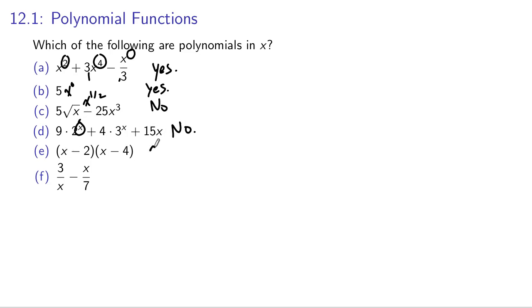Now we could multiply this out using the distributive law. We would get x squared plus a bunch of other things that are all monomials. So this would be a polynomial, yes. Here we have a negative power of x because x is in the denominator. So the answer is no, not a polynomial.